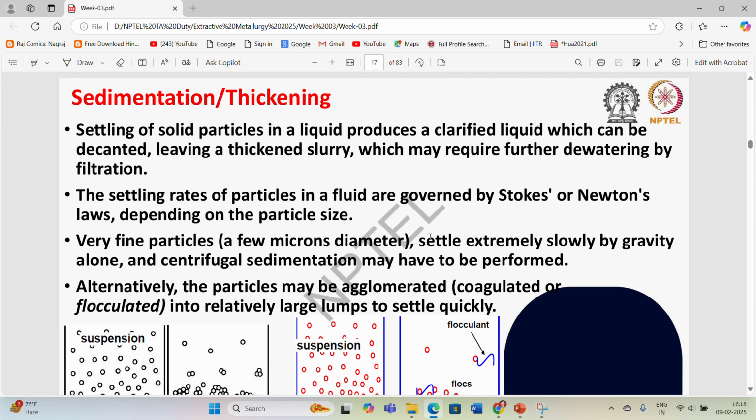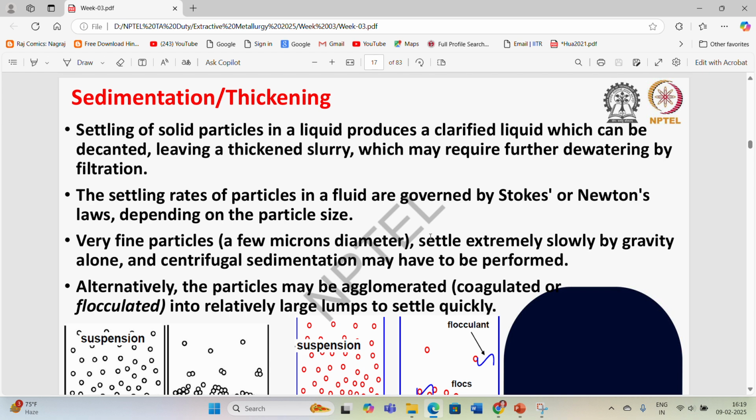So coming to sedimentation and thickening process, settling of solid particles in a liquid produces a clarified liquid which can be decanted, leaving a thickened slurry which may require further dewatering by filtration. Because when we are talking about a pulp, water has a density of around 1 gram per centimeter cube. Then whatever the mineral is inside that pulp, if we talk about hematite, magnetite, or silicate minerals, those always have a density greater than the water.